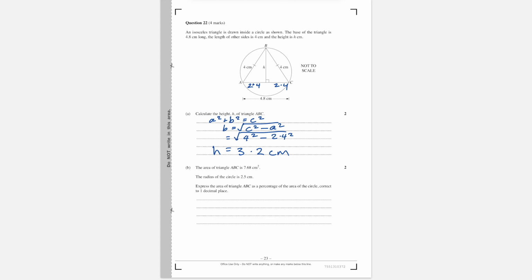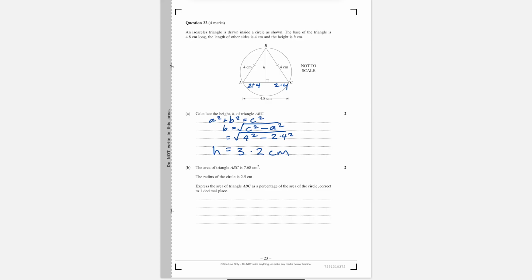The area of triangle ABC is 7.68 centimeters squared. The radius of the circle is 2.5 centimeters. Express the area of triangle ABC as a percentage of the area of the circle, correct to 1 decimal place.